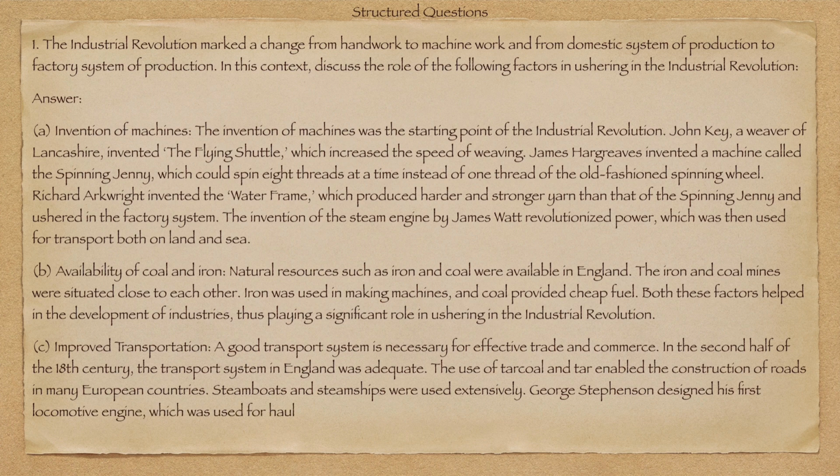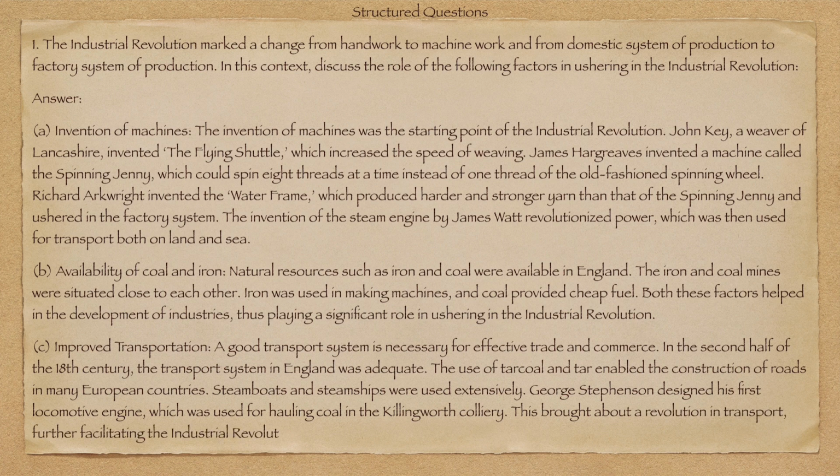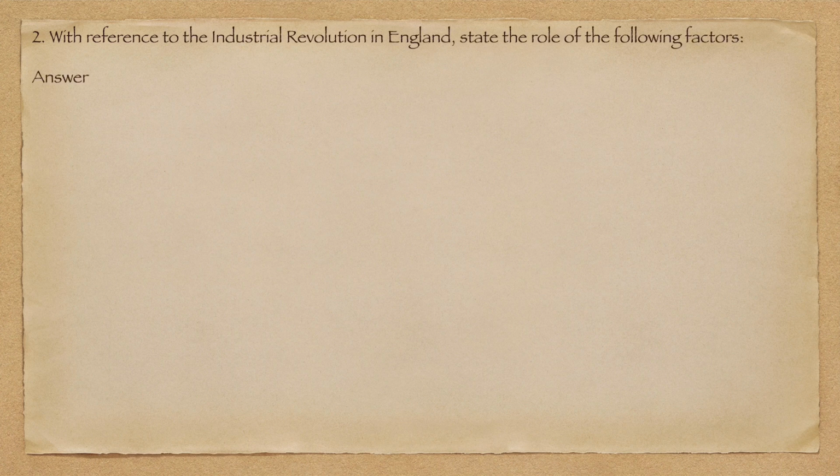George Stephenson designed his first locomotive engine, which was used for hauling coal in the Killingworth colliery. This brought about a revolution in transport, further facilitating the Industrial Revolution. 2. With reference to the Industrial Revolution in England, state the role of the following factors.